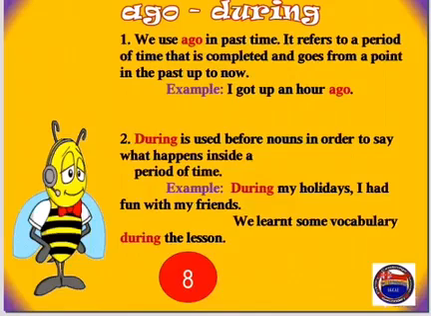During is also a preposition of time. It is used before nouns in order to say what happens inside a period of time. For example, during my holidays, I had fun with my friends. This sentence means that I had fun with my friends while I was on my holidays.